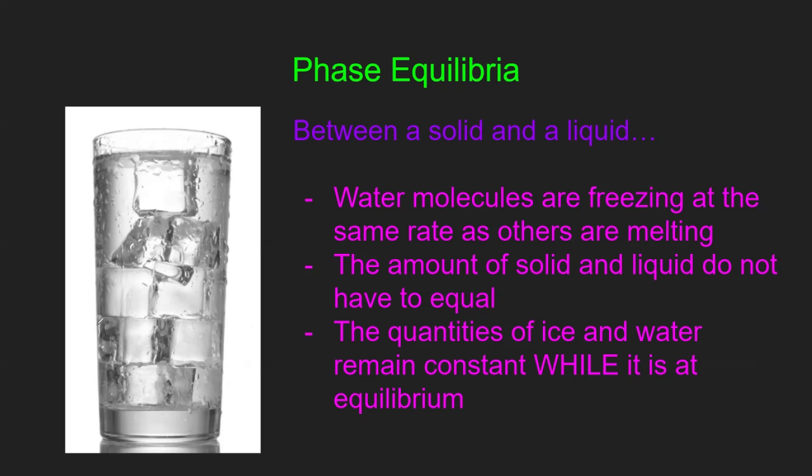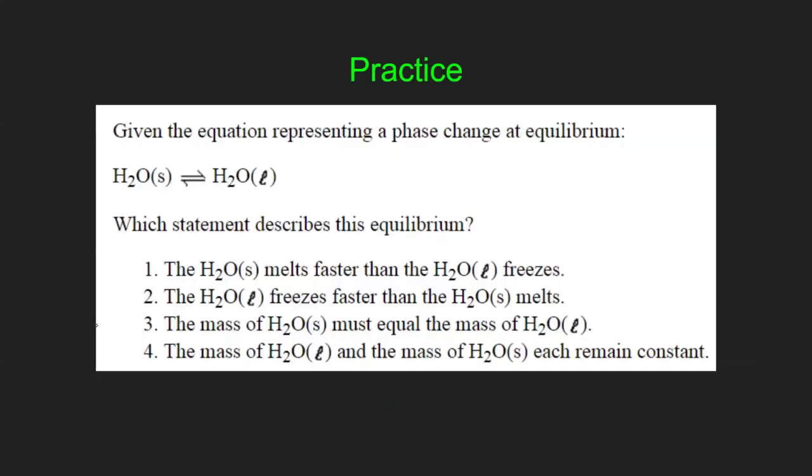Now, the reason why this equilibrium can't stay is because you have a constant input of energy into the system from the surroundings. But for little periods of time where you have ice and water both present, there will be an equilibrium between the ice cube and the water. Okay, so let's do some practice questions about these types of phase equilibrium.